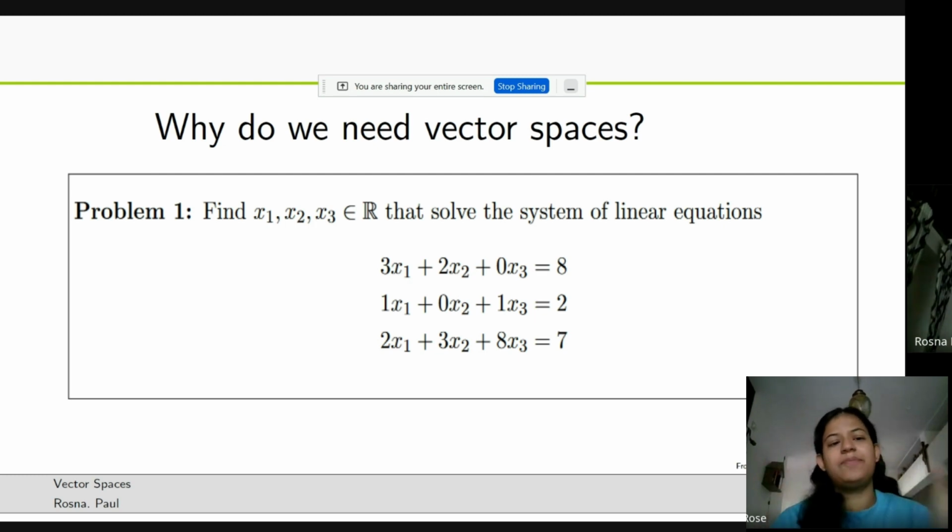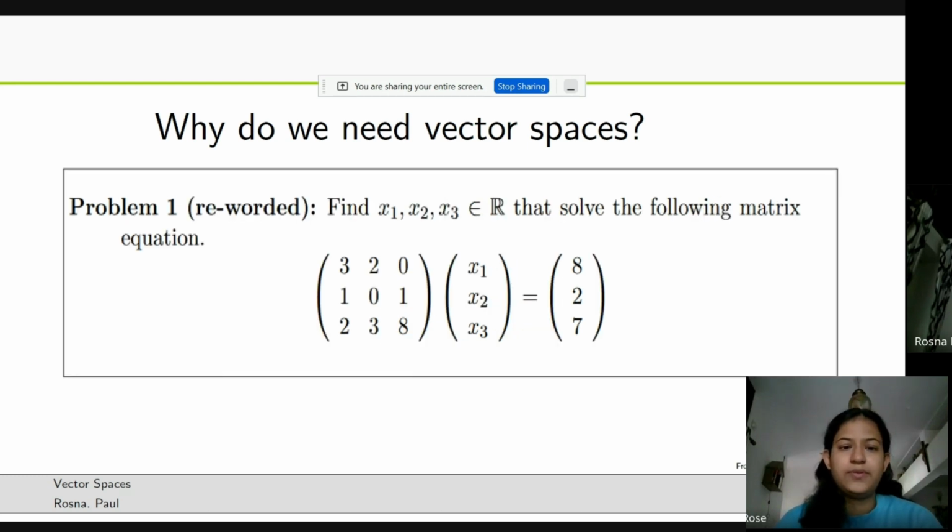Sometimes when you look at the examples or in some problems, for example, in physics or in other cases, you might have seen some questions like this. Find the values of x1, x2, x3, which are real numbers, such that they satisfy the following equations. You might have already learned how to solve this kind of problems. First, you can also represent this problem by using matrices. This is the same problem, but in terms of matrix representation. And here you consider these matrices and you know the method how to solve this.